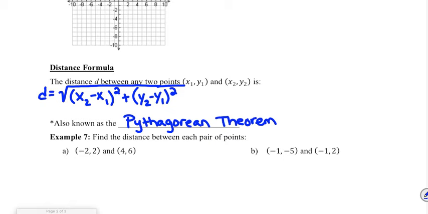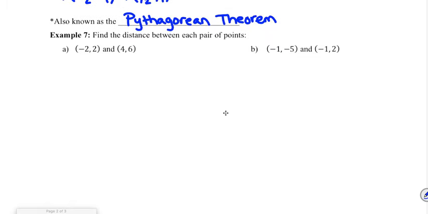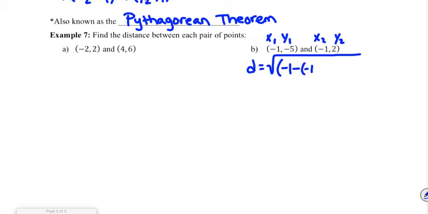All right, so we're going to find the distance between each of these points. I'm going to do B with you, and I'll save A to do in class. I've got x sub 1, y sub 1, x sub 2, y sub 2. Using that formula that we just wrote down above, the distance is equal to a big square root. Let's take x sub 2, negative 1, minus negative 1, quantity squared, plus y sub 2 of 2, minus y sub 1, quantity squared.